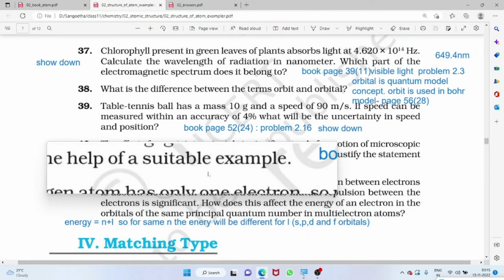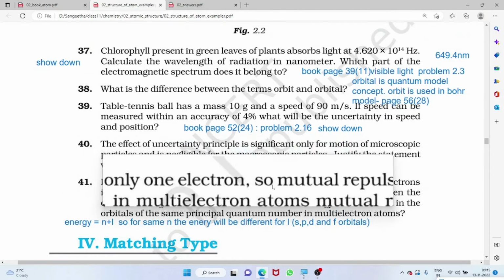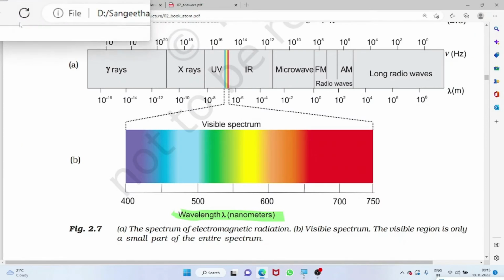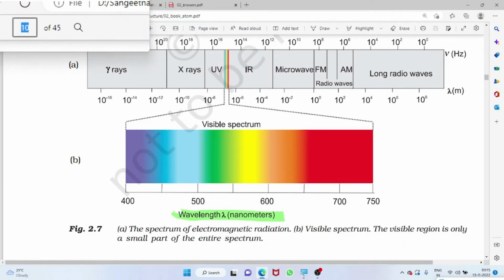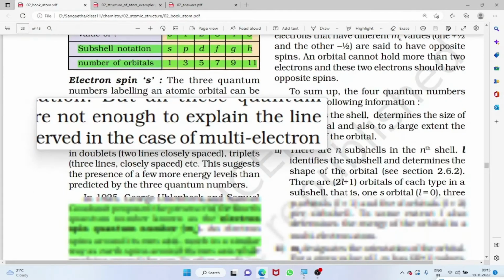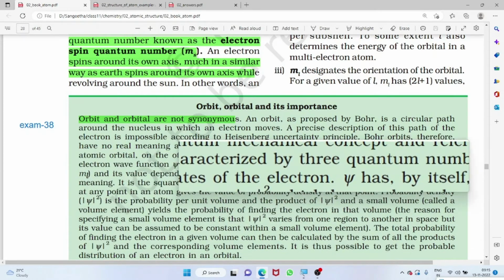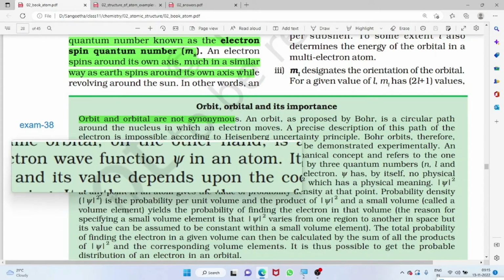What is the difference between the orbit and orbitals? Orbit and orbitals. Orbital is a quantum model of the electron. Orbit is given by Bohr's model. So here they have explained what is orbit and orbital, and it's important. You can go through it.